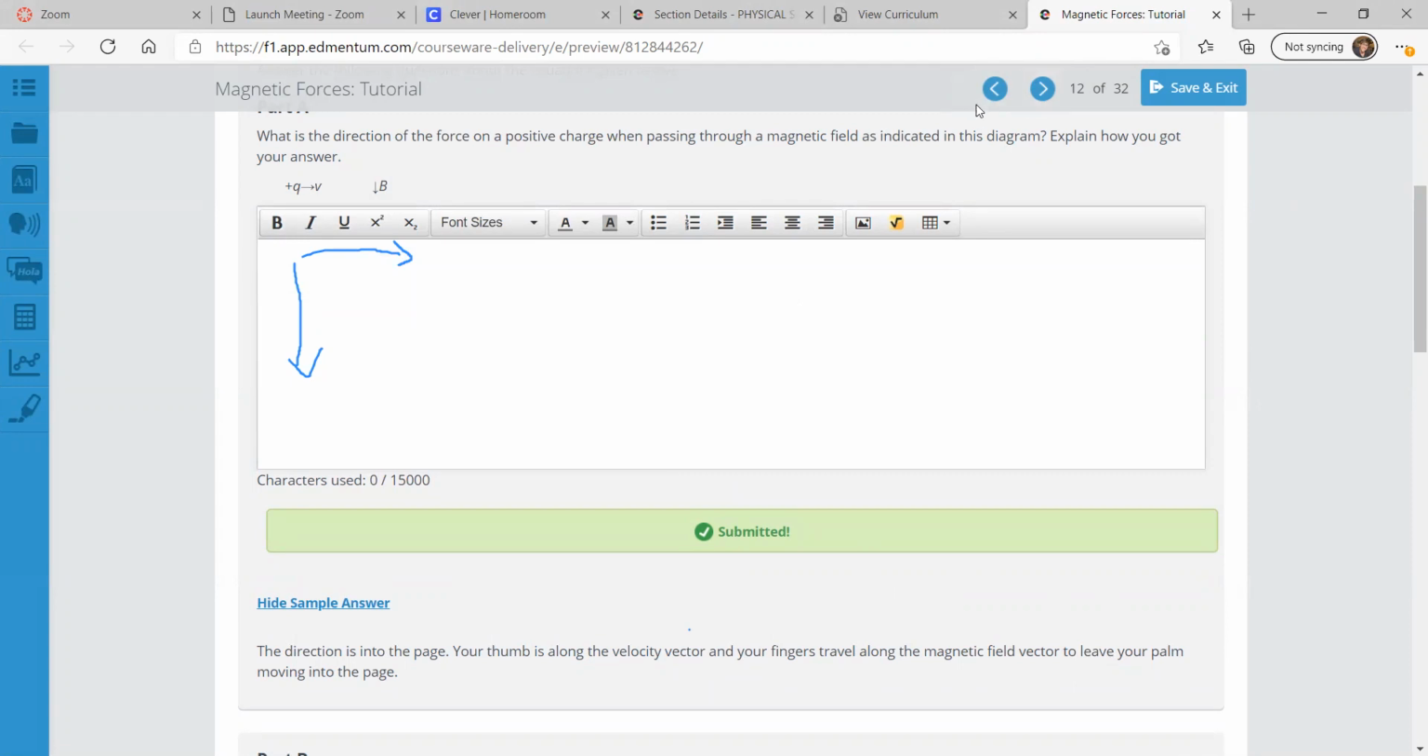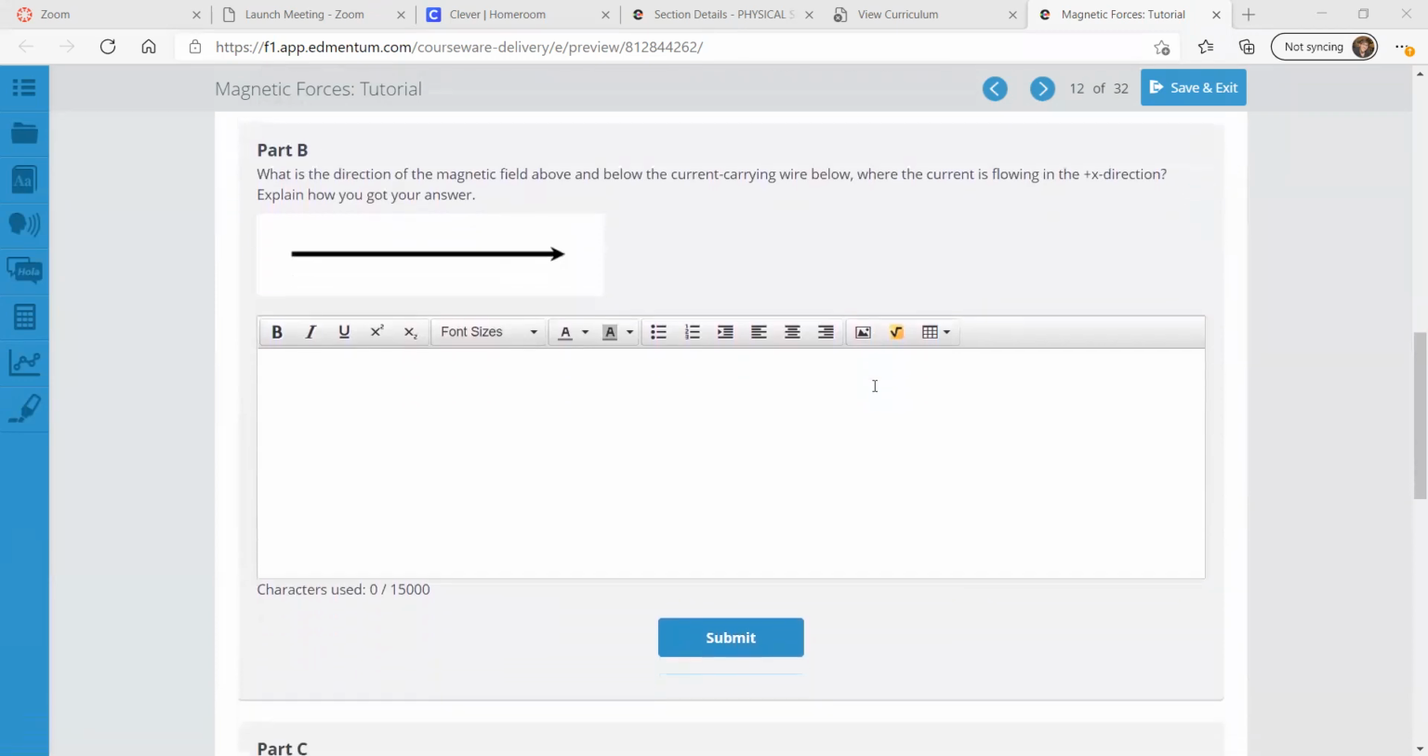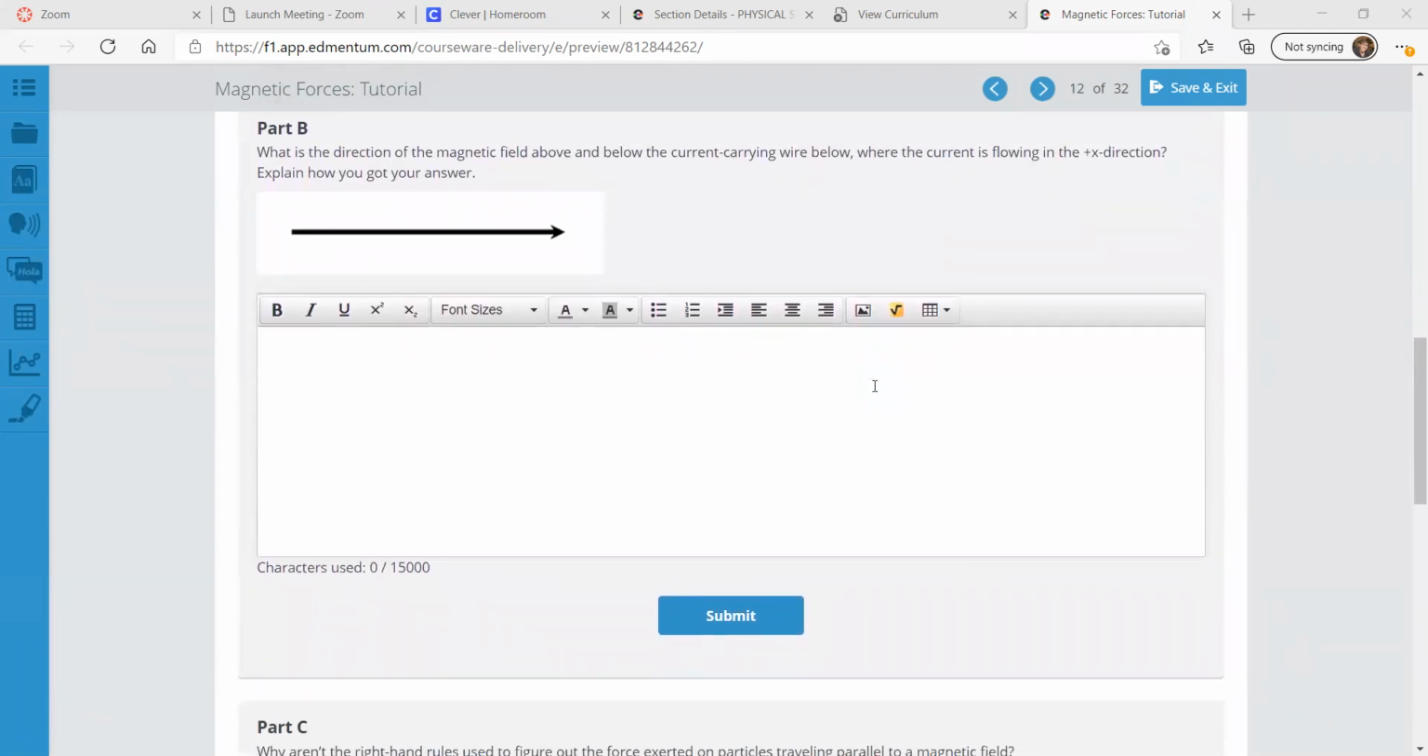Okay, let's try that again. All right, so part B. What is the direction of the magnetic field above and below the current carrying wire where the current is flowing in the positive X direction?